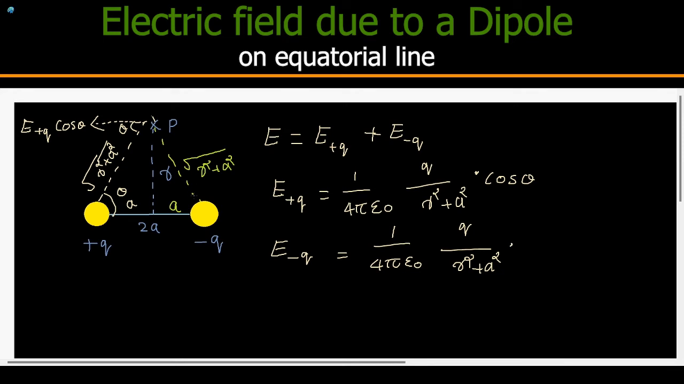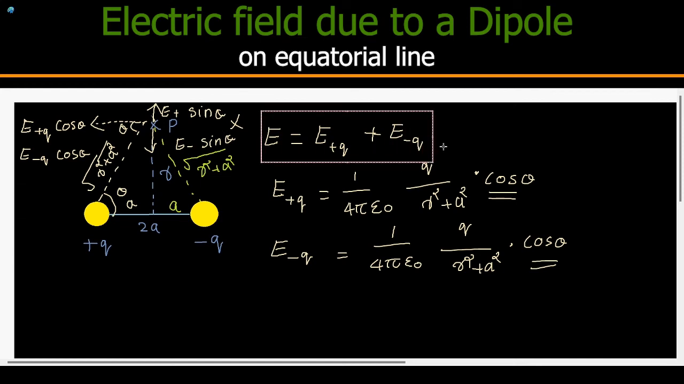Again, when we look at the direction, the direction will be from plus Q to minus Q, so that will be in this direction: E minus Q cos theta. So we need to multiply by cos theta. E plus sin theta is in this direction, and E minus sin theta will be in the opposite direction. So the sin theta components will cancel out. That's why here we consider only cos theta. Now we know the total electric field will be the sum of the electric fields due to each charge.